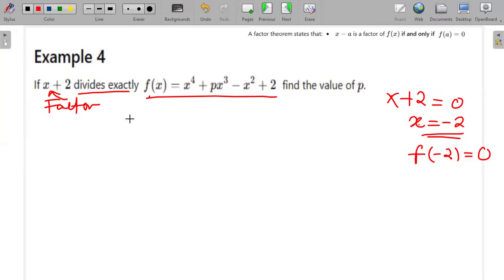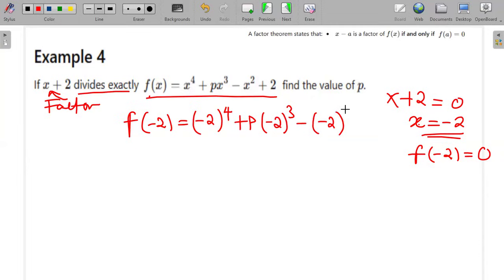So I'm going to say f of minus 2 is equal to minus 2 to the power 4, plus p times minus 2 to the power 3, minus 2 squared, plus 2. We know that f of minus 2 is equal to 0 because this divides exactly. So this will be 0, and minus 2 to the power 4 would be 16.